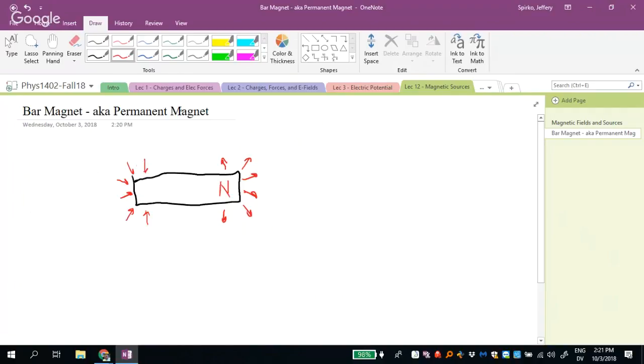And then if you put compasses at other places around the bar magnet, you should have seen something that looks like this. Off the page, back on. So this one was a nice little loop. This one was a slightly bigger loop. And this one was a big bulbous loop.